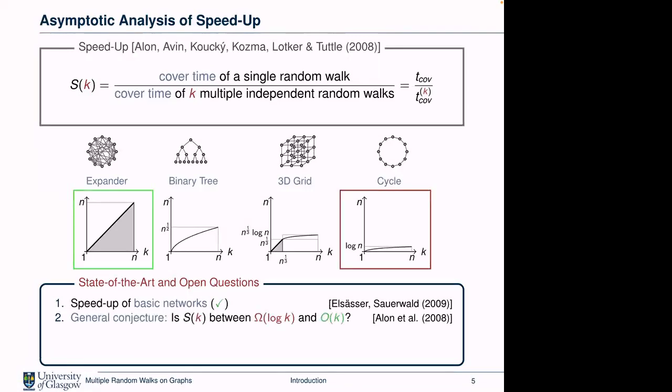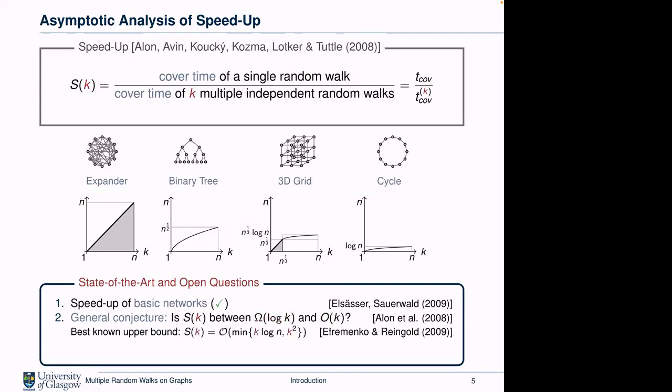And then the general conjecture is that this speed up k is between log n and linear. So that means that the expander and cycle are the best and worst cases, respectively. This is actually still open. There are some upper bounds by Flamenco and Rheingold. I don't think there's any lower bounds, but it's still open.